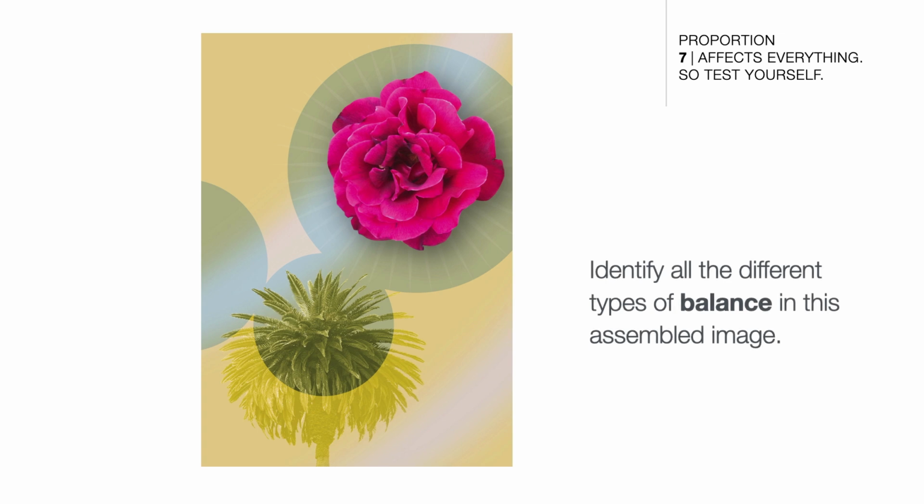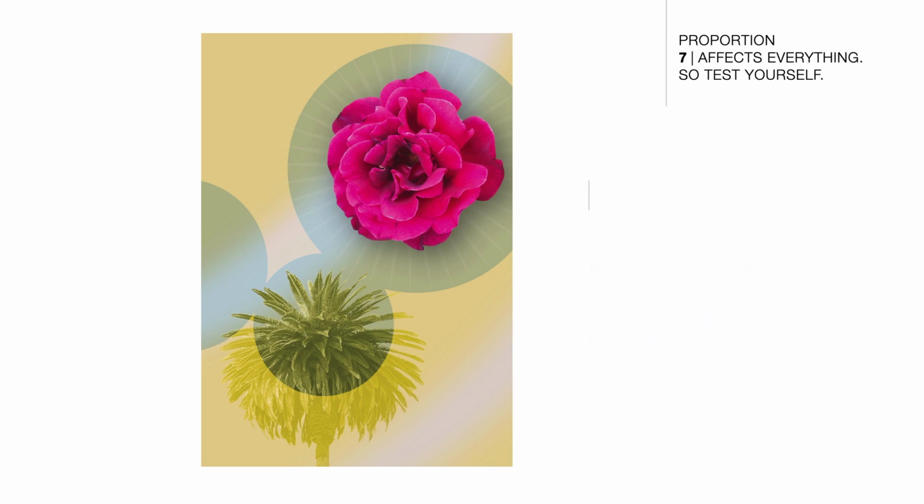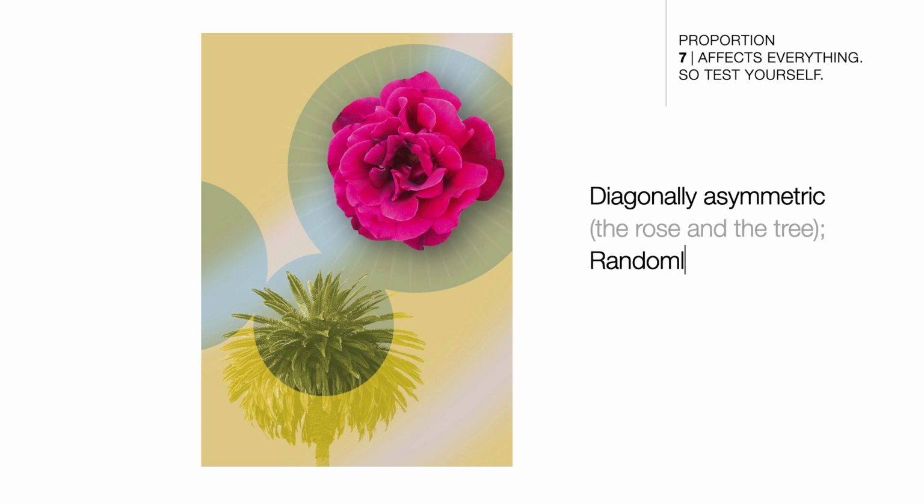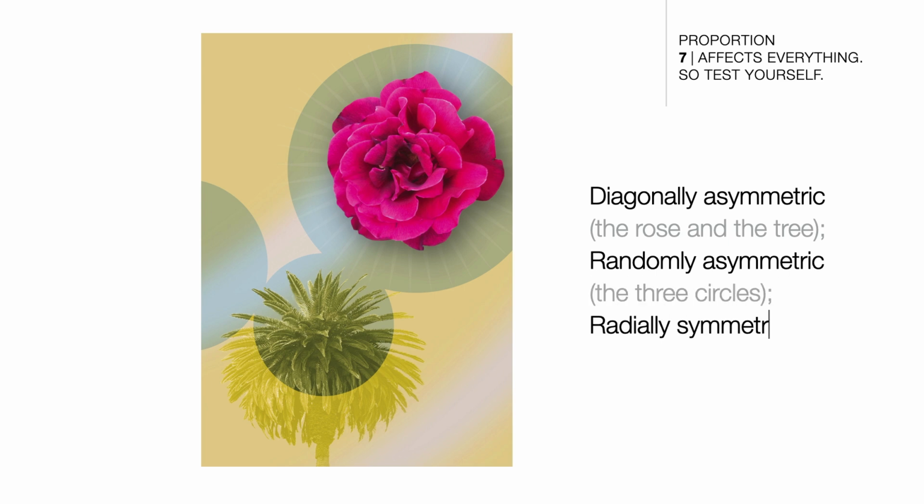Identify all the different types of balance in this assembled image. Diagonally symmetric. The rose in the tree. Randomly asymmetric. The 3 circles. Radially symmetric. The burst behind the rose.